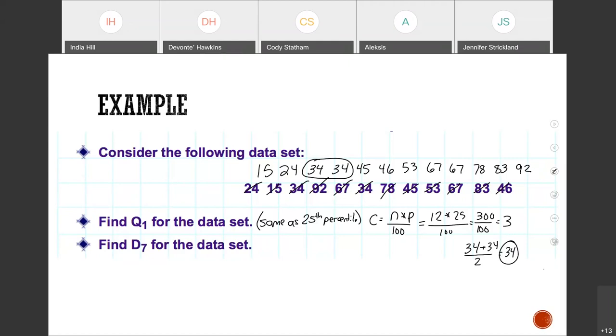Real quick, I know I'm pushing time, but I'm going to do this last one, D7. This is the same as the 70th percentile. So I would do 12 values times 70 over 100. That's going to give me 8.4. Remember that if you get a decimal, you're always bumping it up, right? So this is going to bump to 9. And then you are finding the 9th value. So 1, 2, 3, 4, 5, 6, 7, 8, 9. The answer would be 67.